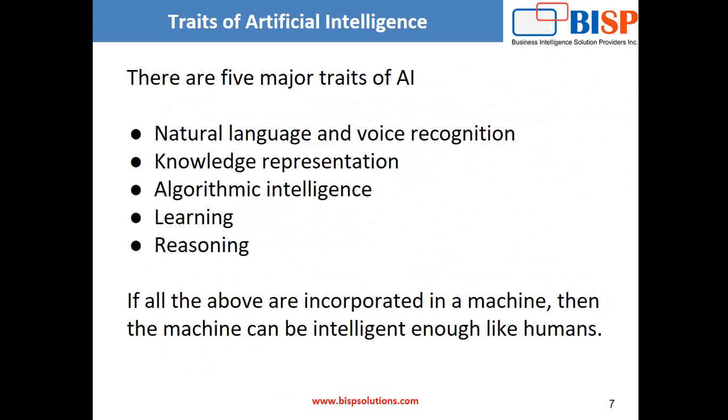Before I go there, let us look at the traits of AI. It is very important to look at the traits of AI. There are 5 important things a human being has that we would like to build in a machine. What are the 5 important traits? A human being is able to understand natural language, is able to understand voice, is able to recognize, is able to communicate. So any system which we call an intelligent system should first be able to understand natural language, and we should be able to recognize the voice.